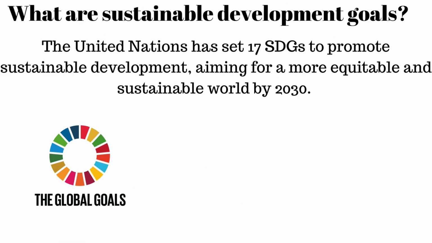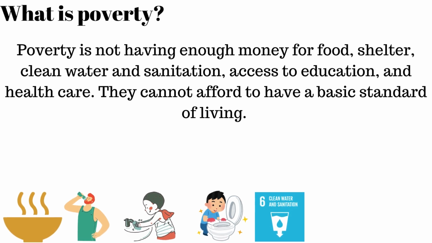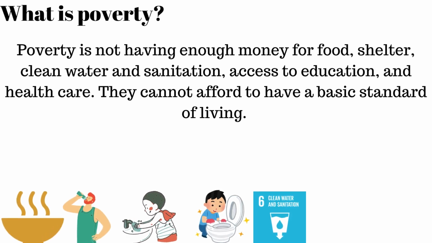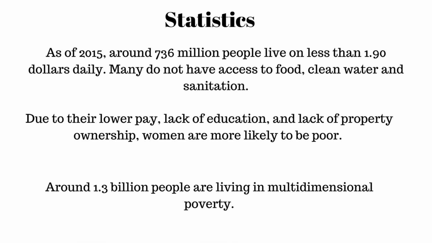What are Sustainable Development Goals? The United Nations has set 17 SDGs to promote sustainable development, aiming for a more equitable and sustainable world by 2030. What is poverty? Poverty is not having enough money for food, shelter, clean water and sanitation, access to education, and health care. They cannot afford to have a basic standard of living.